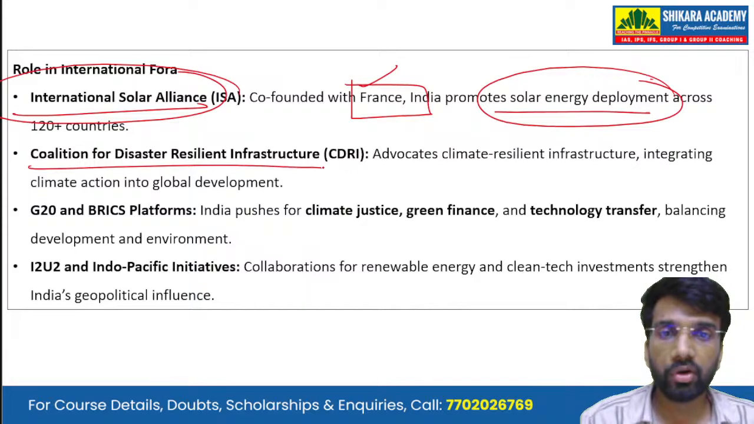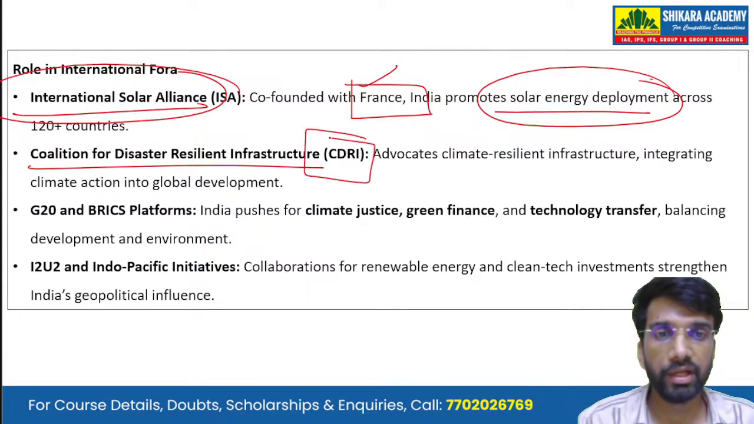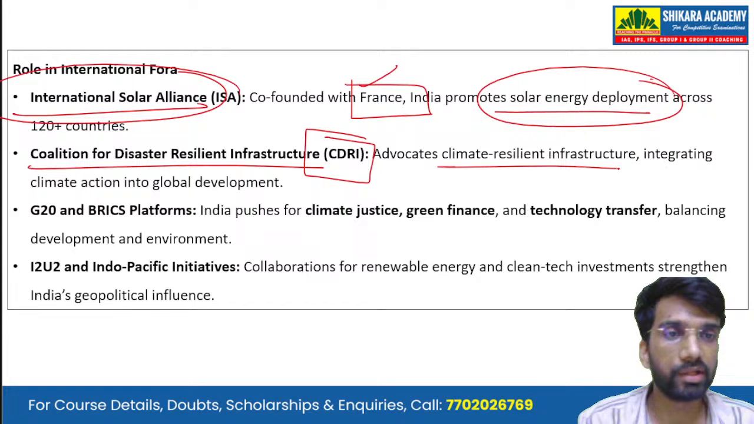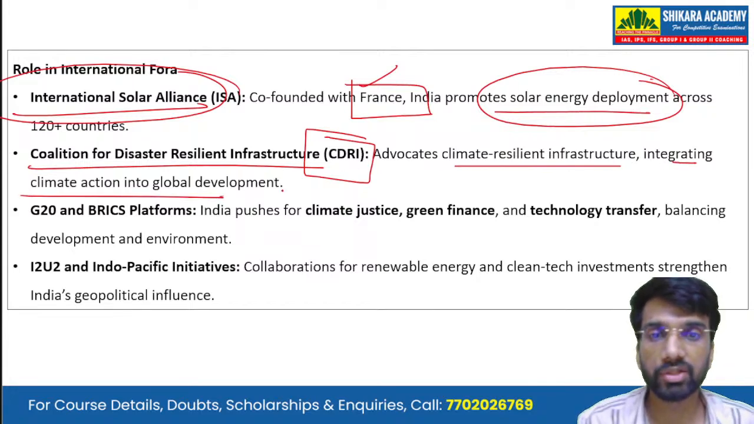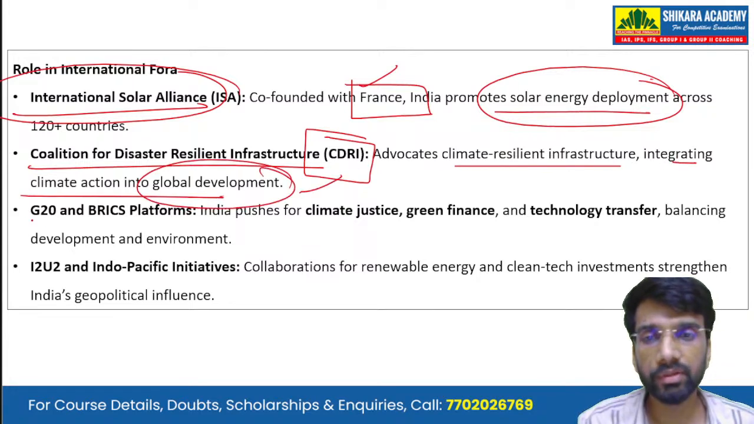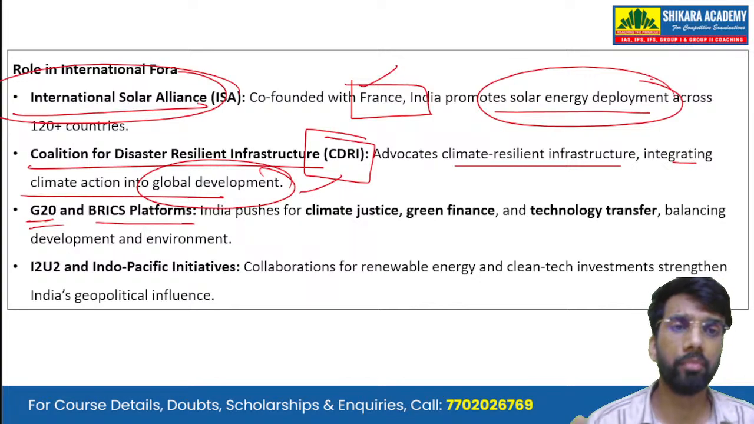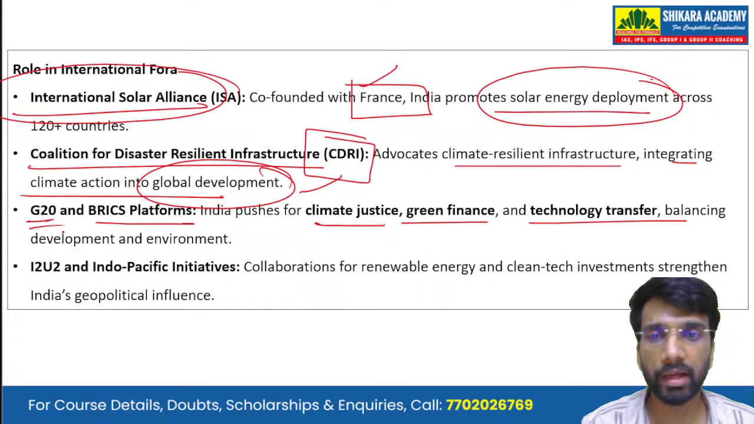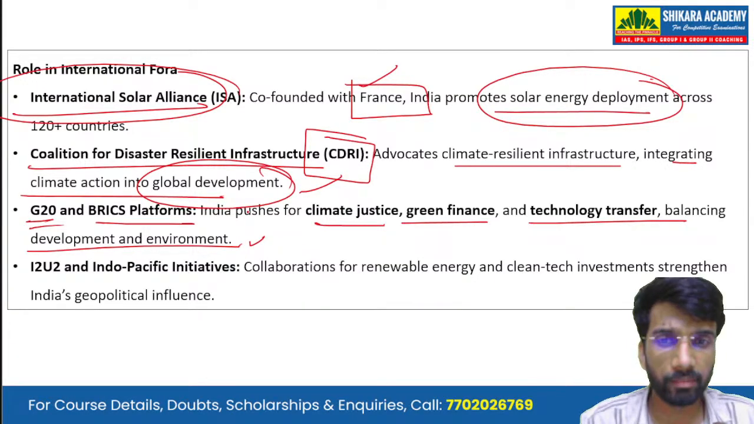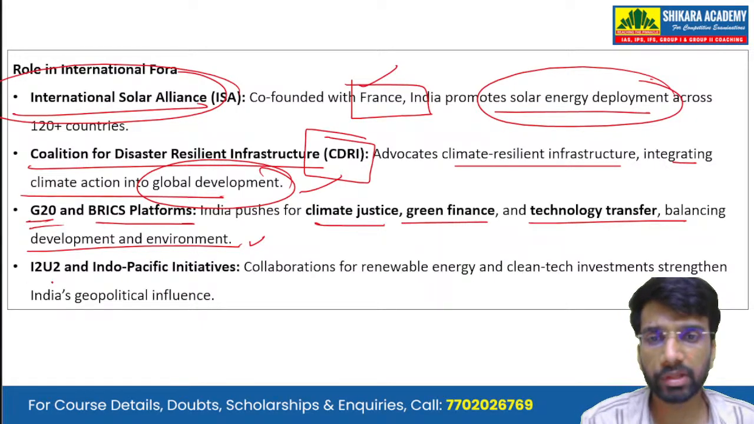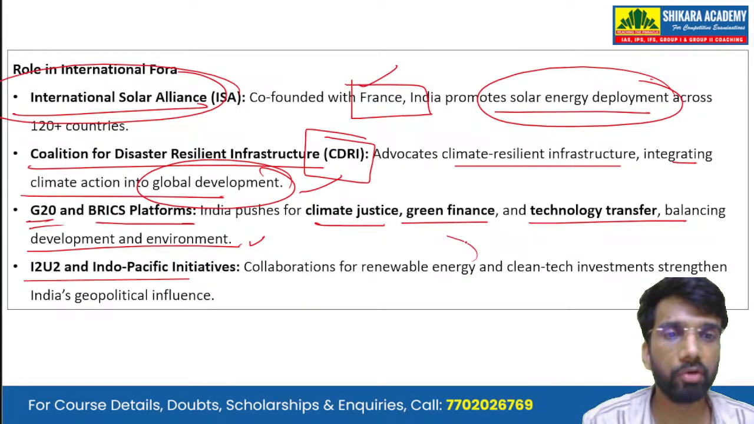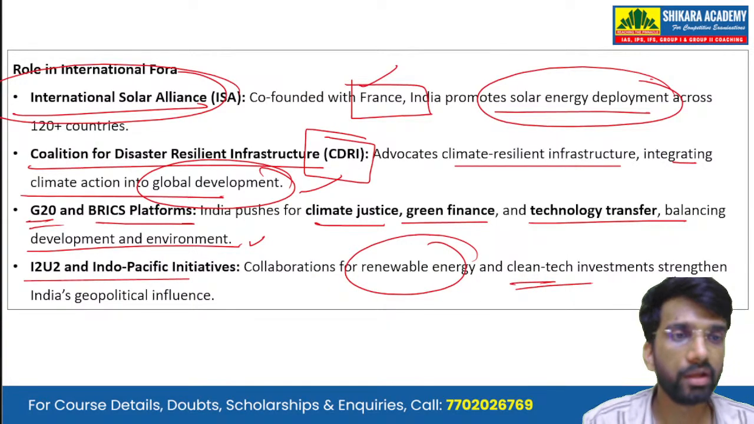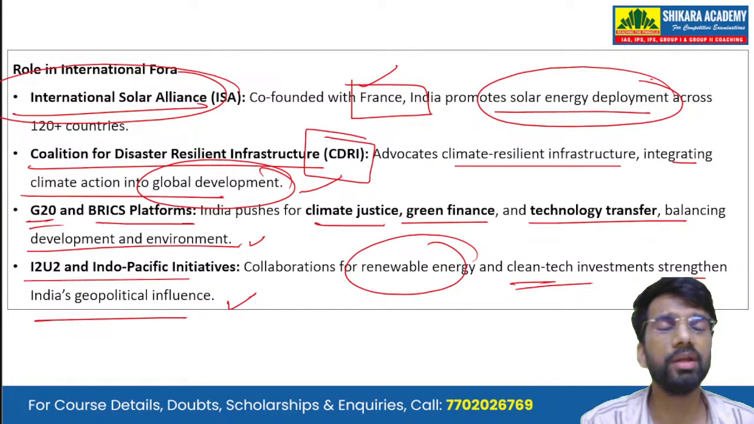Then we have the Coalition for Disaster Resilient Infrastructure, or CDRI, which advocates climate resilient infrastructure, integrating climate action into global development. The G20 and BRICS platforms, of which India is a part, where India pushes for climate justice, green finance, technology transfer, balancing development and the environment. Then the I2U2 grouping that we have just discussed, and the Indo-Pacific initiatives. Collaborations for renewable energy and clean tech investment strengthen India's geopolitical influence.